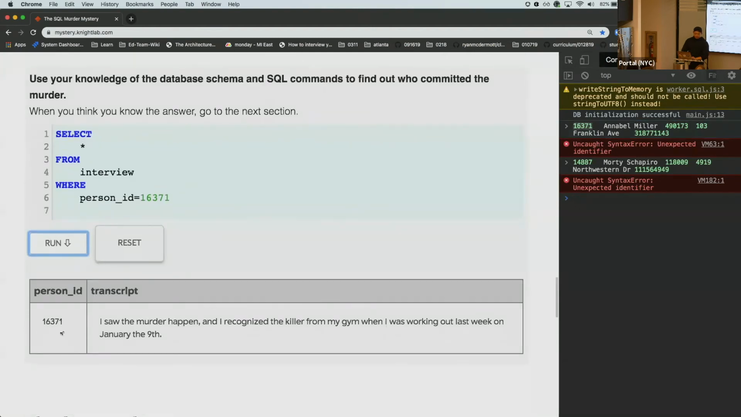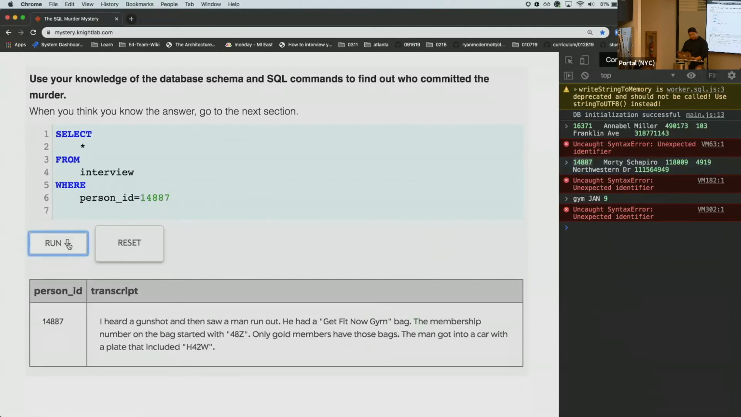I saw the murder happen, and I recognized the killer from the gym. Nothing against people that go to the gym. Just happened to be that way. When I was working out last week, January 9, okay? Gym, January 9, syntax error. Cool. And so let's go look at what Morty has to say.